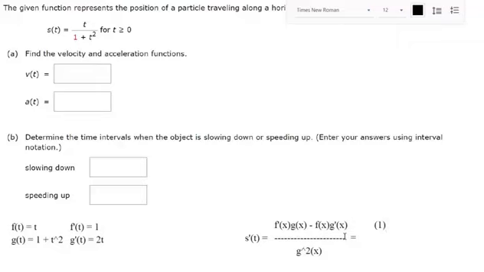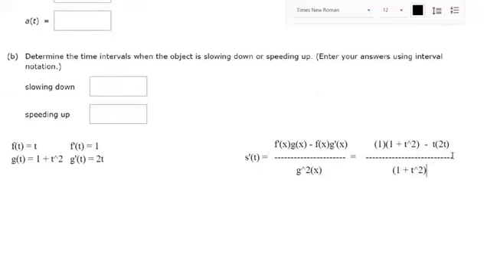So we got 1 for the derivative of f of t times g of t. And then we have the original top function times the derivative of the bottom function. And then that's all over the original bottom function squared. So that's 1 plus t squared. So we can simplify that a little bit more.